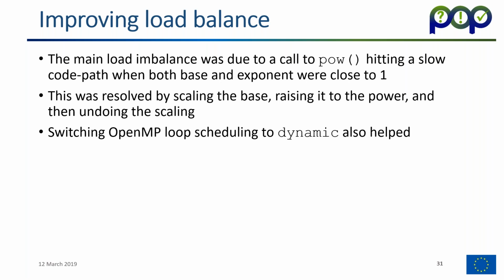code path. So by transforming the base away from 1, raising it to a power by calling POW and then undoing the scaling, well, that's slightly more mathematical work to do. It took POW away from this slow code path, and that boosted the performance of those iterations of the loop where this was previously occurring, and so improved the load balance of the loop overall, because suddenly the iterations that were taking a very long time previously were now much faster. It was also found that switching the OpenMP loop scheduling to dynamic also improved things. So previously it was static everywhere. By switching to dynamic, that also improves the load balance as well.